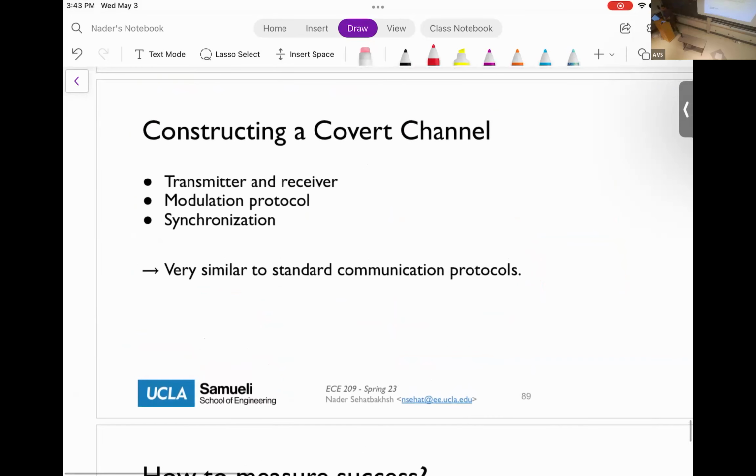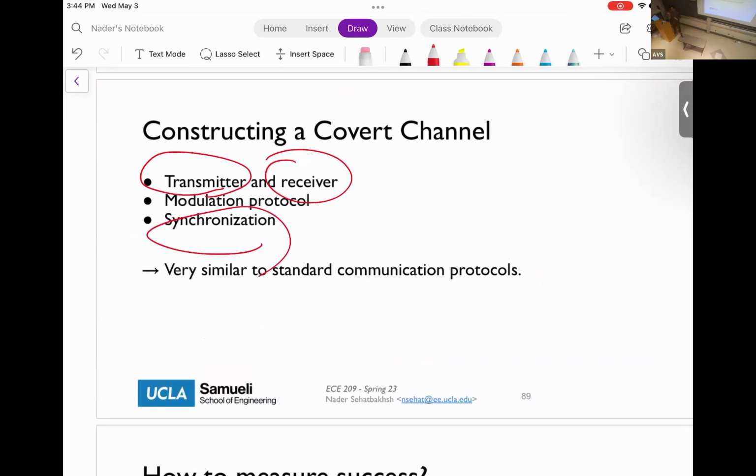So what you need in order to construct a covert channel, you need two devices, right? You need a transmitter and receiver. The data is in the transmitter, the receiver is the attacker's device, right? You need a modulation protocol. You need to agree on a technique for sending zeros and ones. And then, of course, you need some form of synchronization.